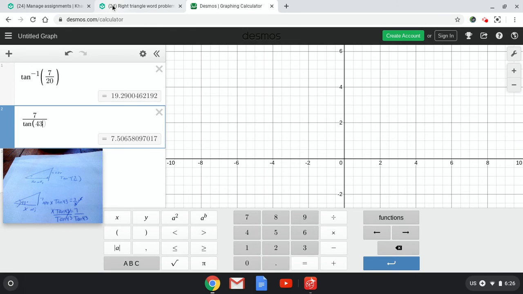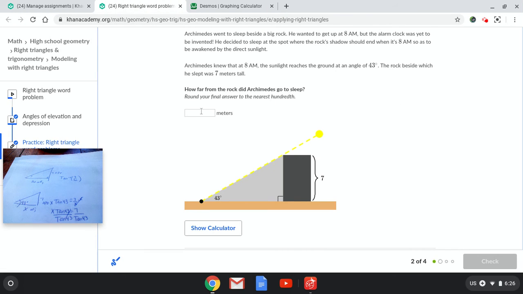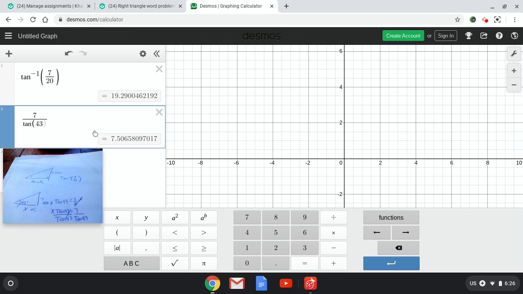7.5. Oh, they say to the nearest hundredth, so let's go back. That would be 2 places past the decimal, and that 6 will round that 0 up to 1. 7.51.